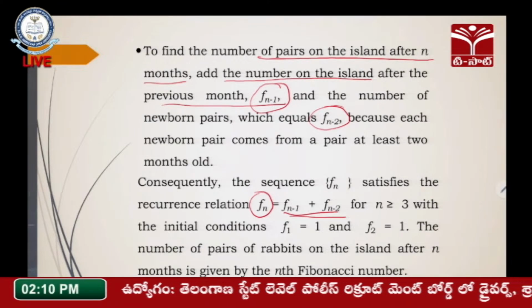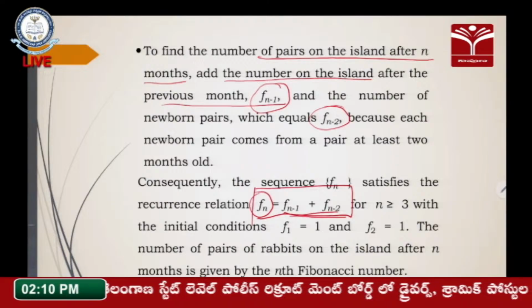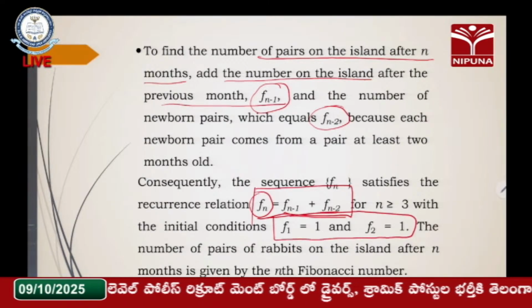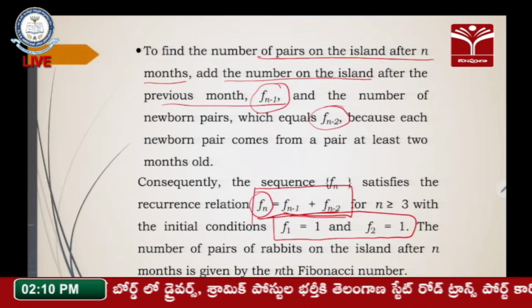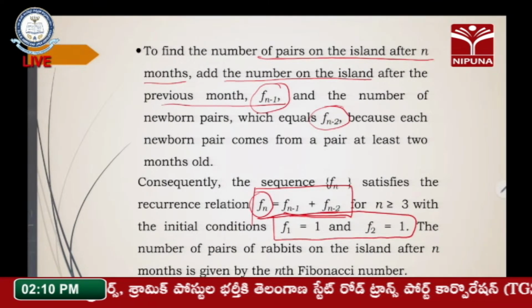And this type of definition, with these two initial conditions, F1 equal to 1 and F2 equal to 1, is so-called the Fibonacci sequence. So, this is the modeling of a recurrence relation.